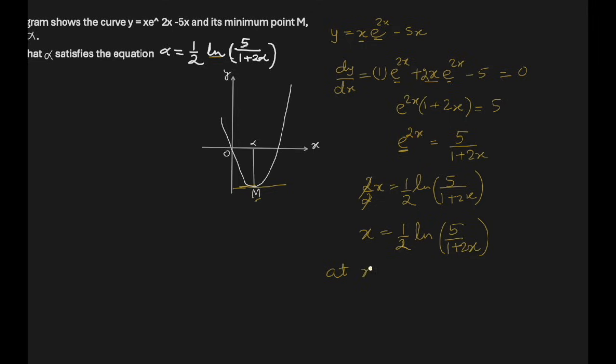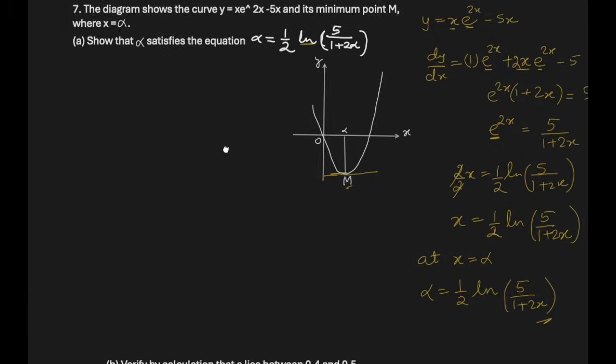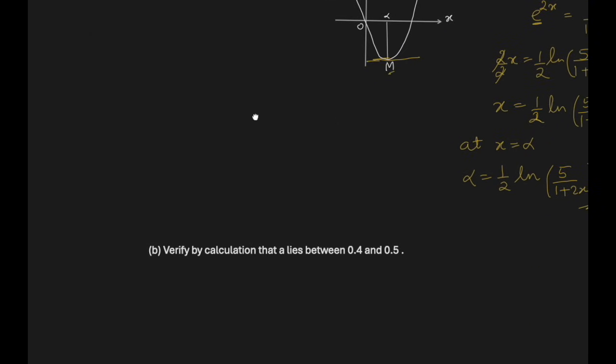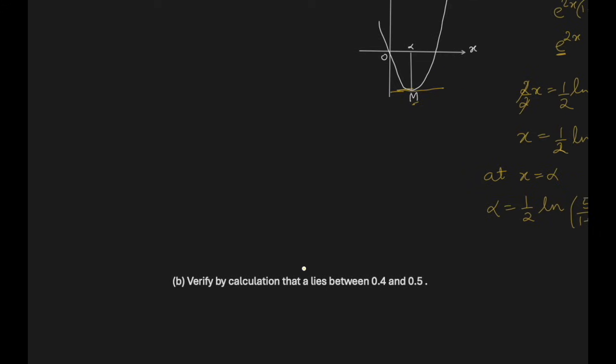of alpha. So at x equal to alpha, alpha is equal to half natural log 5 over 1 plus 2x. We've shown it. Verify by calculation that alpha lies between 0.4 and 0.5.